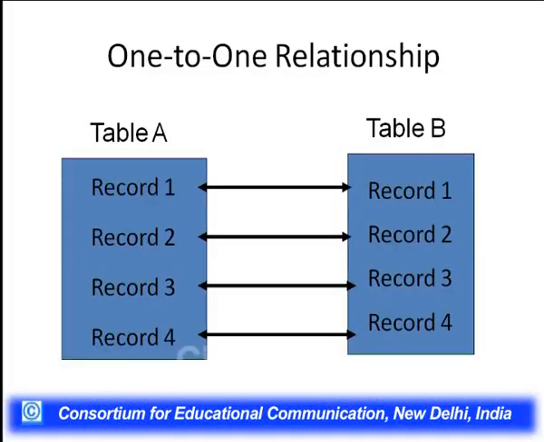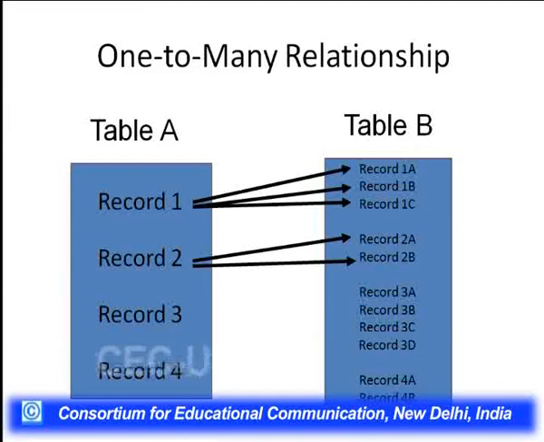So in this we can see how a one-to-one relationship has been shown. Each record in one table is associated with only one record in table B. In the next slide you can see this is a one-to-many relationship where one record in table A is associated with multiple records in table B. So similarly you can see record 2 has 2 corresponding records in table B, but each record in table B corresponds to only one record in table A. So this type of relationship is known as a one-to-many relationship.